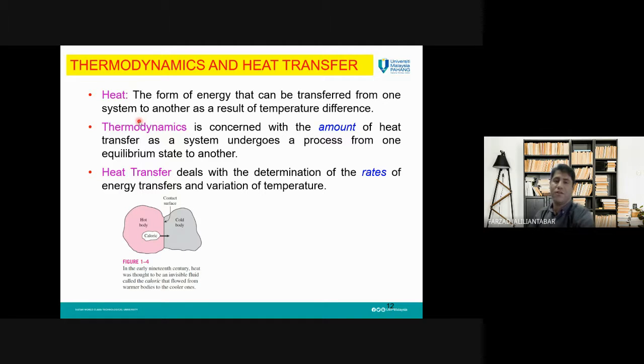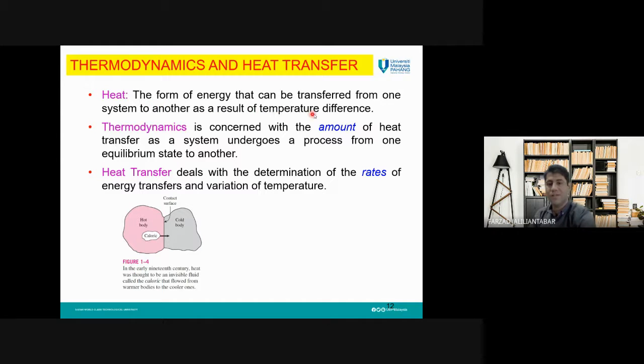So what is heat? The first question, the first thing you should know for this subject. It is a form of energy which can be transferred from one system to another system. So from this sentence, you can see heat is a type of energy, and it can transfer from one body to the other body, and this transfer of the heat is due to the temperature difference.